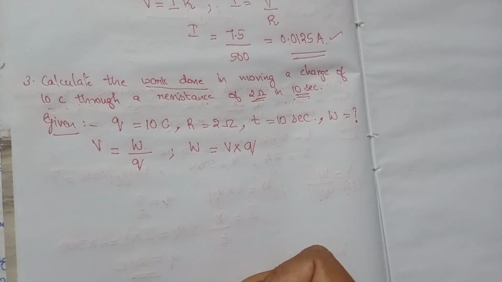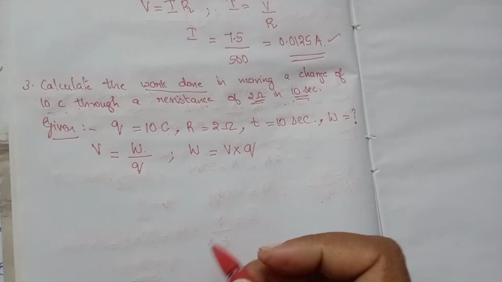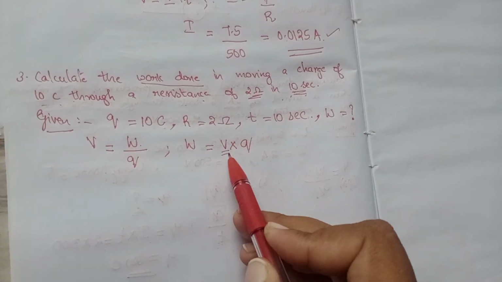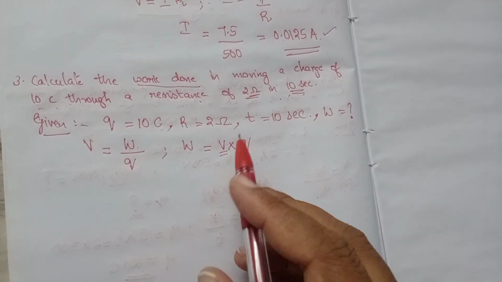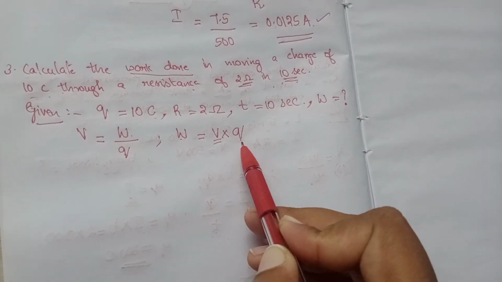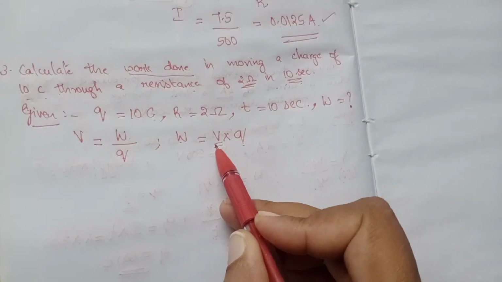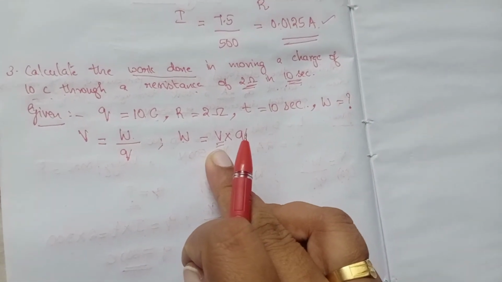Okay, W is equal to V into Q. But before that we need to find what is the value for V, right? We need to find out the work done. The value of charge is given in the question, but we don't know what is the value for voltage, right?